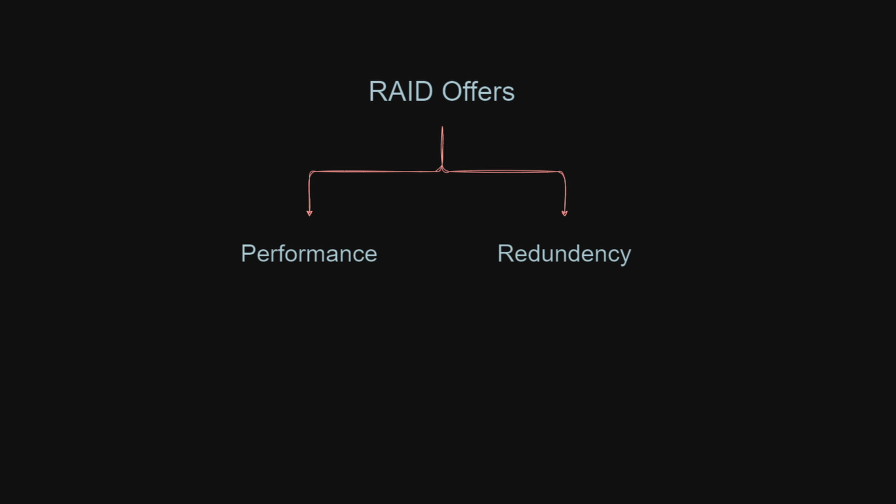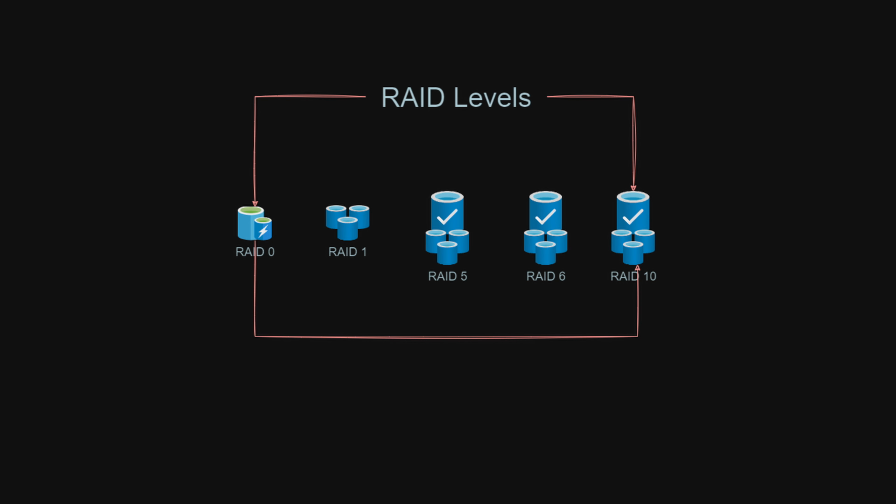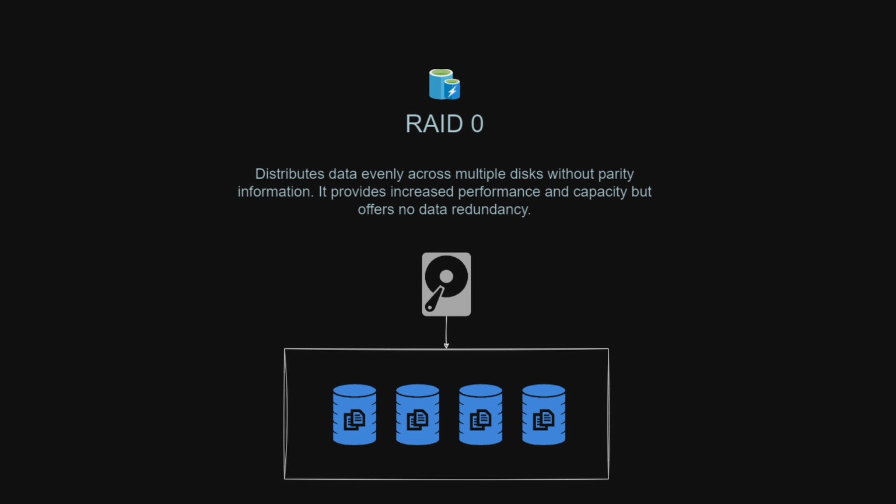RAID offers two primary benefits: improved performance and data redundancy. Both of these are achieved by spreading data across multiple disks in the array. There are several RAID levels, each designed for specific use cases. Let's understand 5 standard RAID levels, which are RAID 0, RAID 1, RAID 5, RAID 6, and RAID 10. There are many more, but these are 5 standards that we must understand. Let's start with RAID 0.